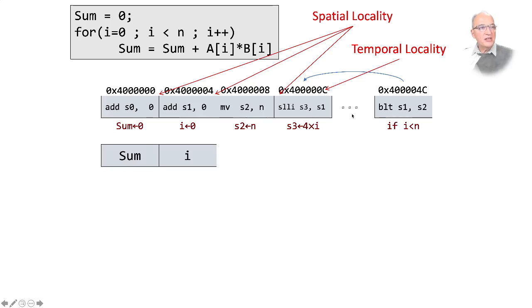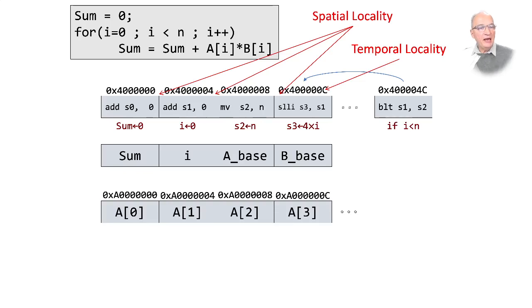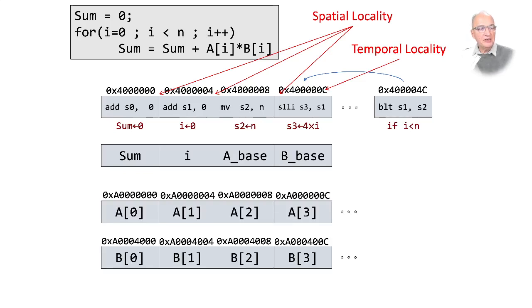So I have the sum, I have the base of A, and I have the base of B. This is the layout of my data in memory. And then I have the positions of the array A sub i and B sub i, and that will be stored in this fashion. So I'll have temporal locality to access the base of the array because I'll be accessing the base of the array in every iteration of the loop.